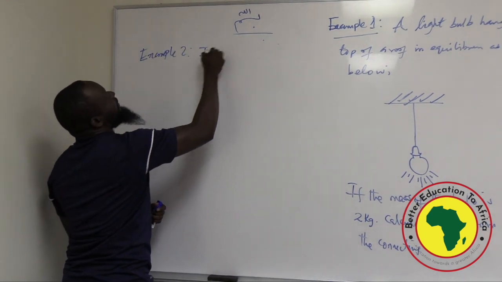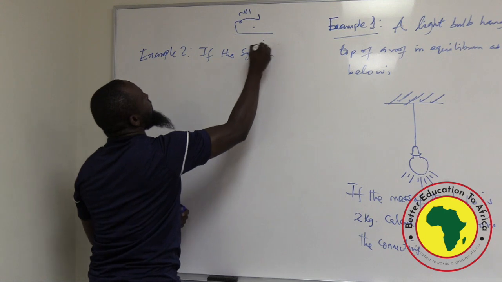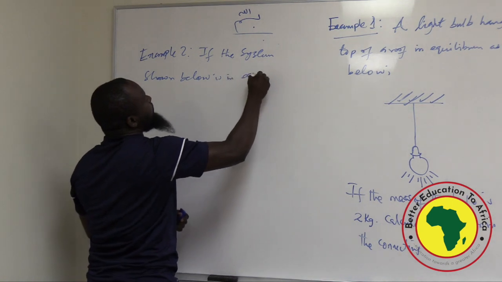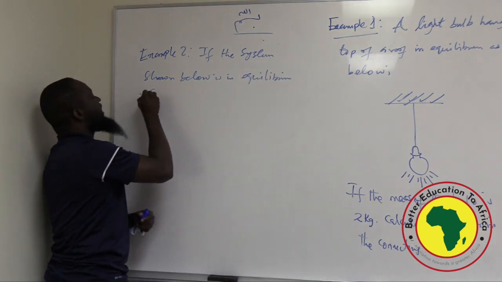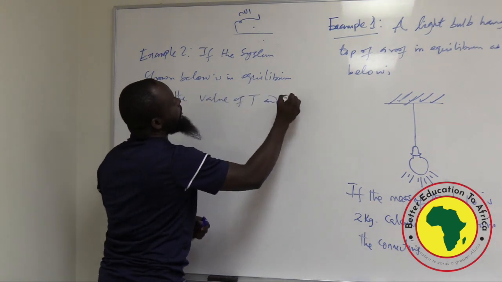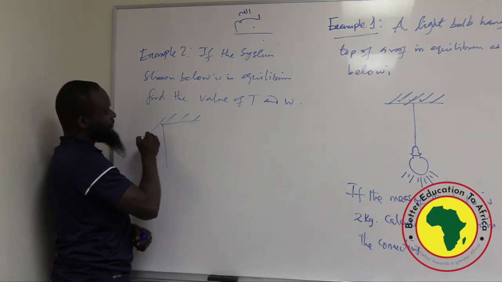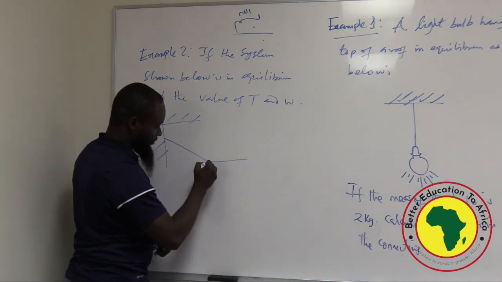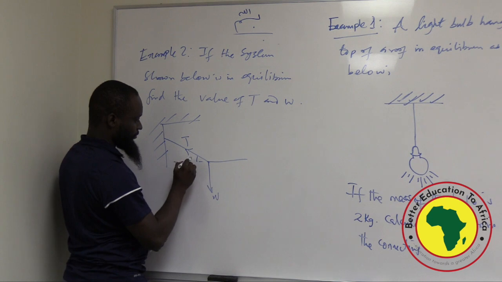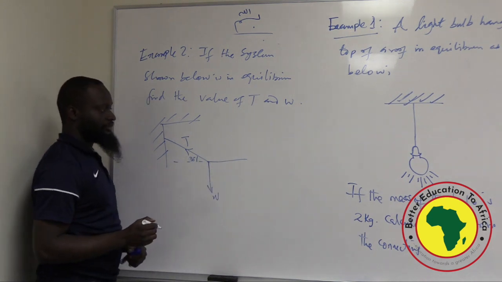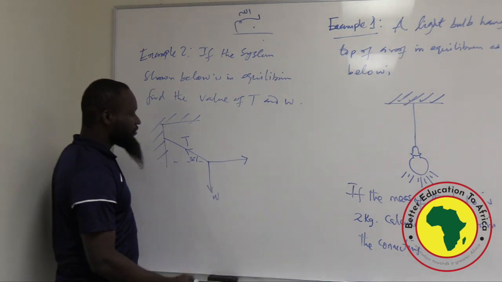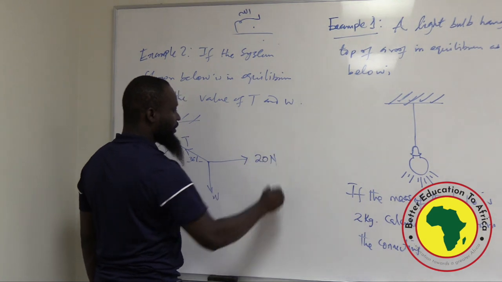Example 2. If the system shown below is in equilibrium, find the value of T and W. So we have a system like this. We are asked to find the value of T and W.